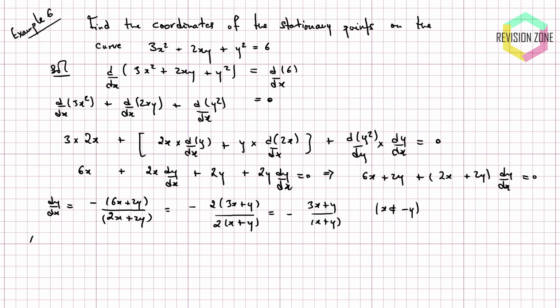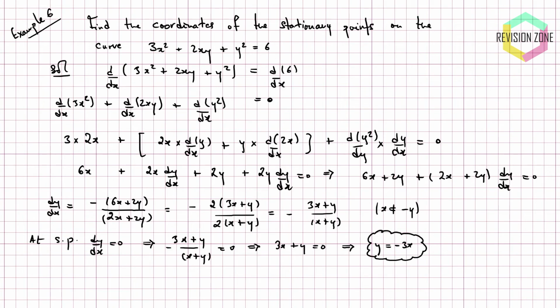At stationary points, we know that the derivative is actually going to be equal to 0, which means that this thing we've got here is actually going to be equal to 0. Well, the only way that a fraction can be equal to 0 is if actually the numerator is equal to 0, okay? Because if the numerator is equal to 0, it doesn't matter what the denominator is, the whole thing is going to be 0. So I'm going to say 3x plus y equals 0, which means y actually equals minus 3x. And this is the key condition.